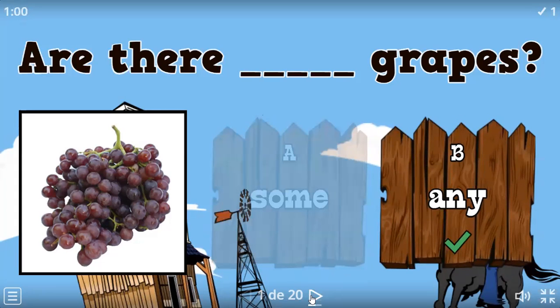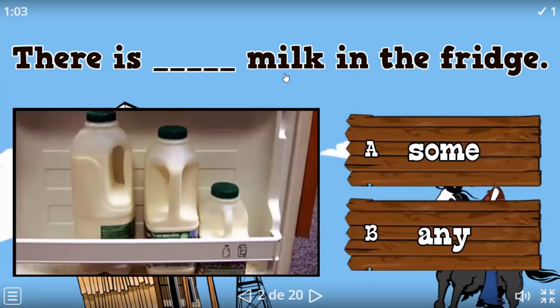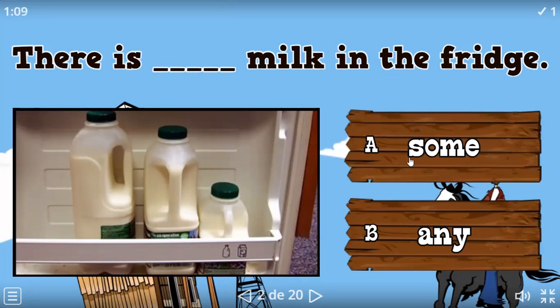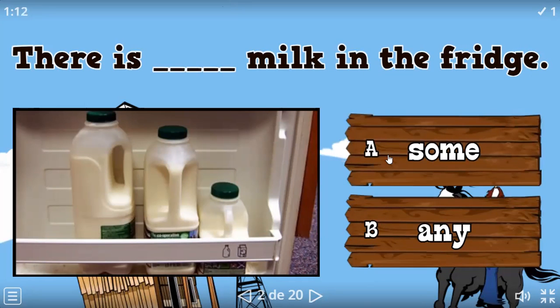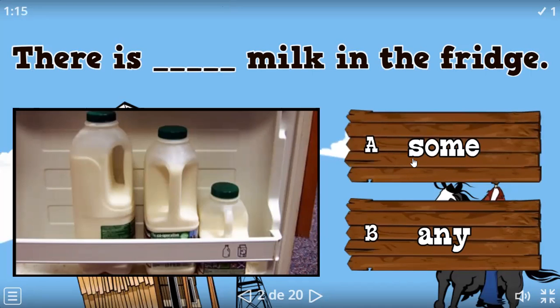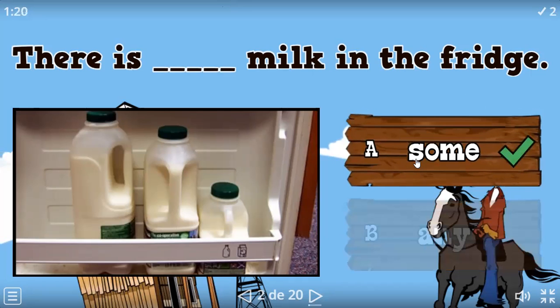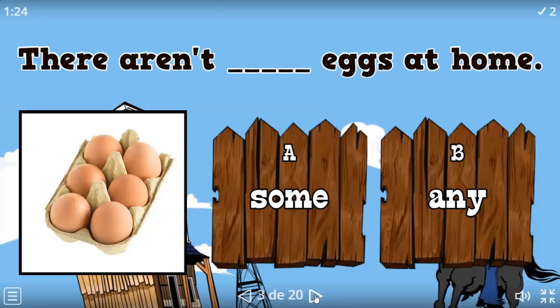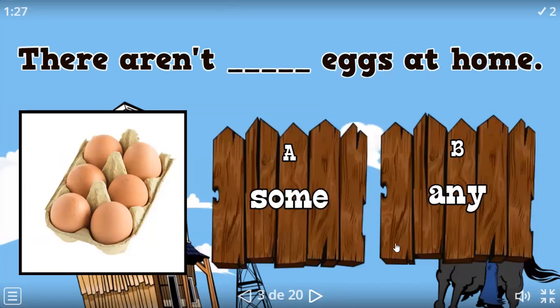Cool. Now, what about this one, guys? There is milk in the fridge. Some or any, guys? What do you think? Sí, cierto, razón. Okay, yes, some. Perfect. Now, what about this one? There aren't eggs at home. Some or any? There aren't any.